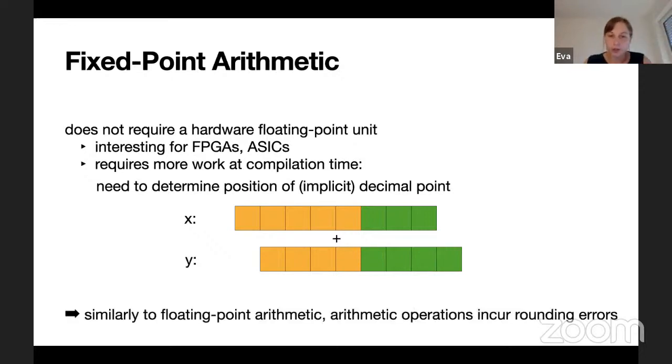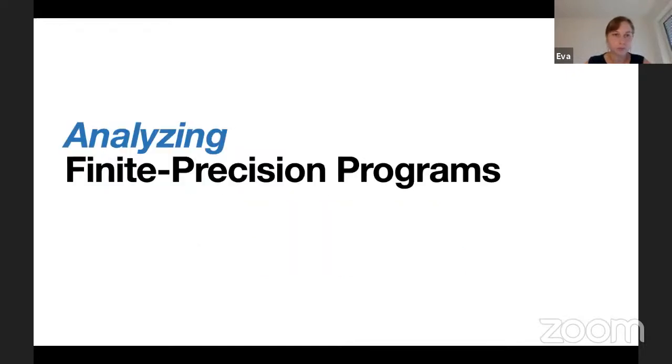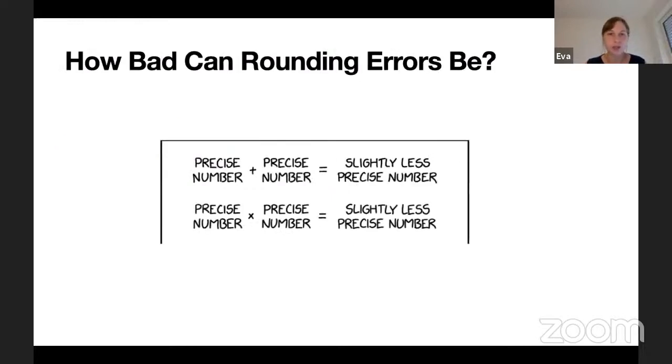Now, similar to floating point arithmetic, in addition to this compilation issue, arithmetic operations incur rounding errors just as floating point arithmetic does. So this is something that we may want to deal with. All right, so hopefully now you have a bit of an overview of what I'm talking about when I say finite precision programs. And now let's see what analysis we can do to help with both the compilation and with dealing with the rounding errors.